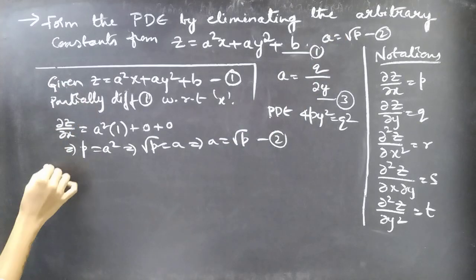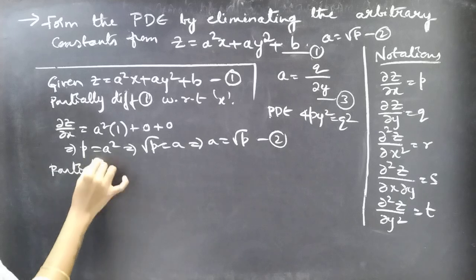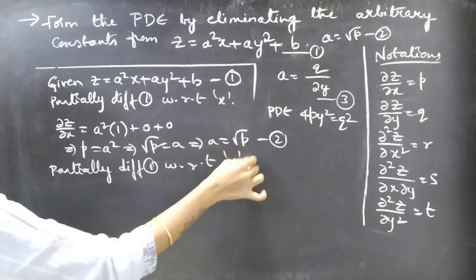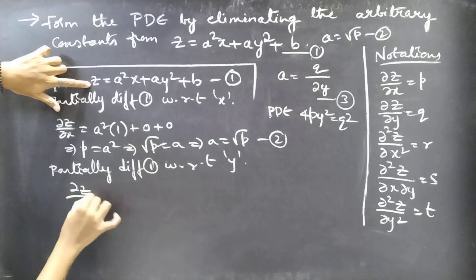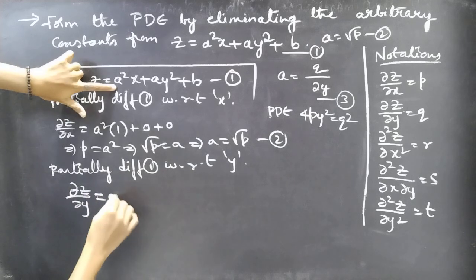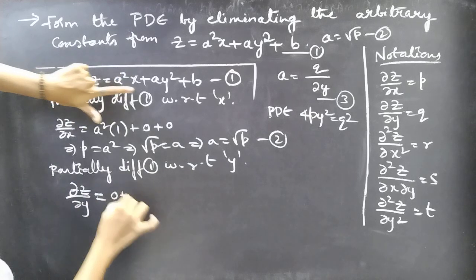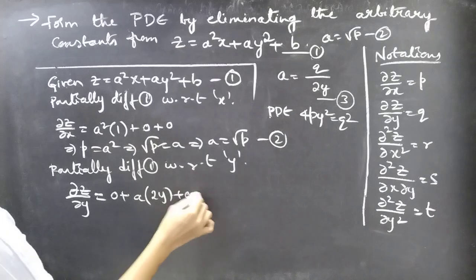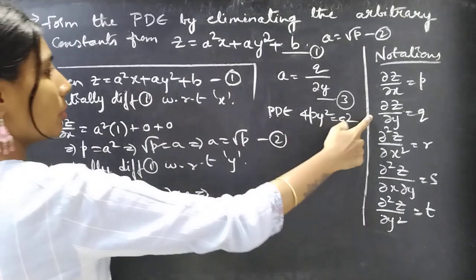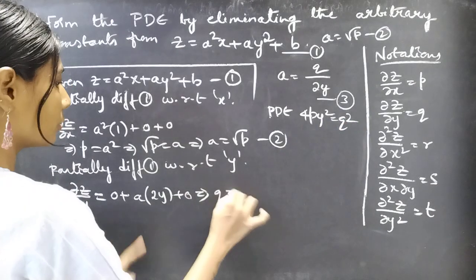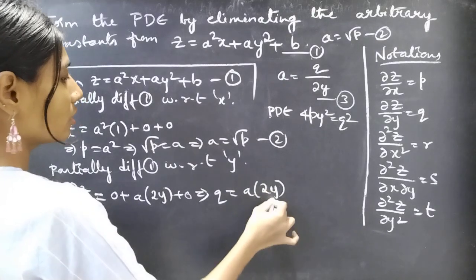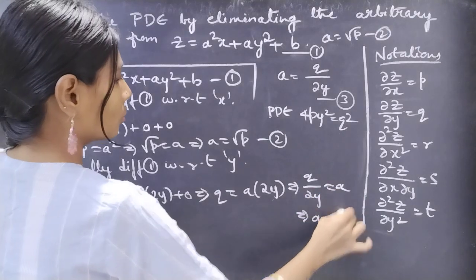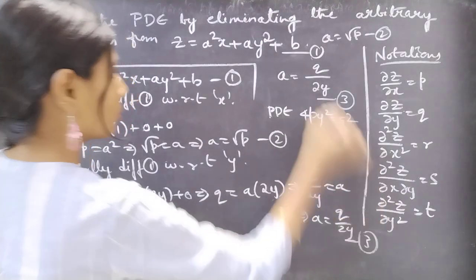Now partially differentiate 1 with respect to y. I get dou z by dou y equal to the partial derivative of a constant with respect to y is 0, plus a into the partial derivative of y squared with respect to y is 2y, plus the partial derivative of a constant with respect to y is 0. Since dou z by dou y equals q, just replace it by q, you'll get q equal to a into 2y. Now bring this 2y to the LHS, you'll get q by 2y equal to a, or a equals q by 2y, considered as equation number 3.